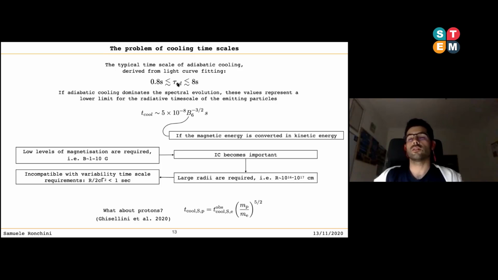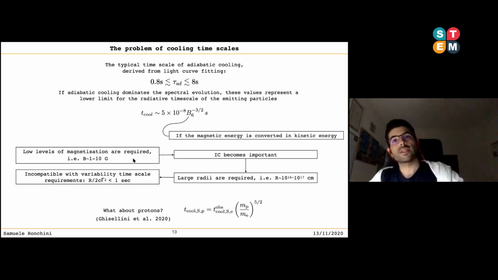Now, the adiabatic cooling timescale can be derived from light curve fitting, and it is of the order of magnitude of 1 second. The problem is that if we compute the cooling timescale for electrons due to synchrotron losses in a typical gamma ray burst environment, these values are extremely low, because we expect very large magnetic fields in these environments. So in order to have a cooling timescale compatible with 1 second, one should assume extremely low values of magnetic field.